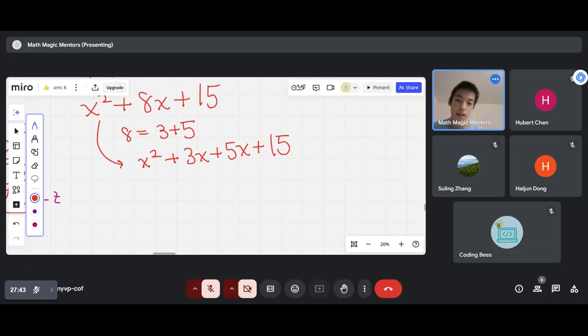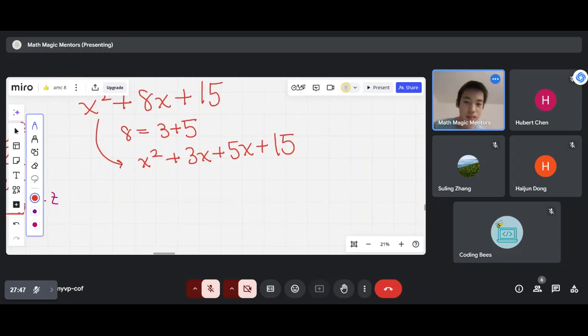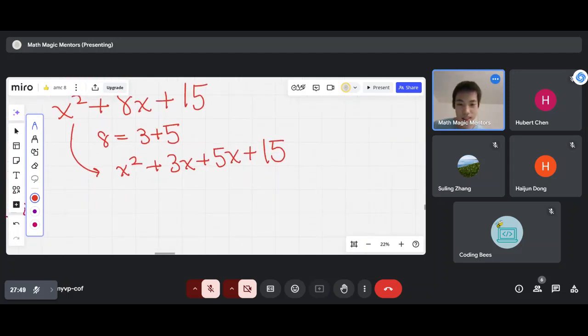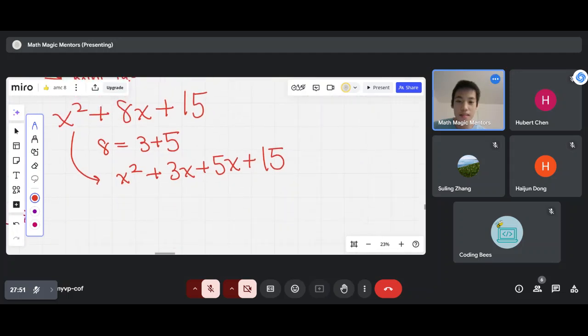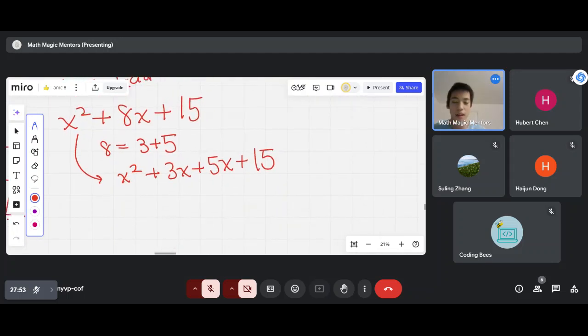And so what can we do with that? How can we write the quadratic in terms of two binomials? Does anyone have any ideas? If we split up the middle x term.